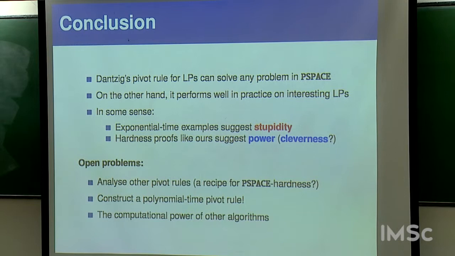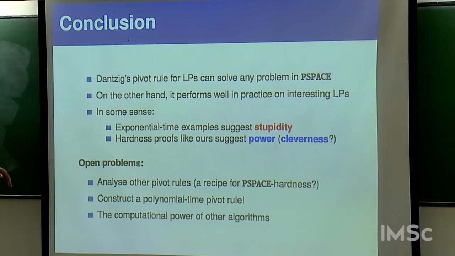One can ask, what's the point in all this? Well, one of the biggest open problems in linear programming is, is there a strongly polynomial time pivoting algorithm? So I claim it's interesting to understand what pivoting rules can actually do, and what restrictions on them we need to get polynomiality. In particular, if you had some insights that gave you a recipe for PSPACE-hardness, we're a long way from that at the moment, but if you did, that could potentially shed light on that question. Of course, the ultimate goal would be to construct a polynomial time pivot rule, but this is a long way from that.